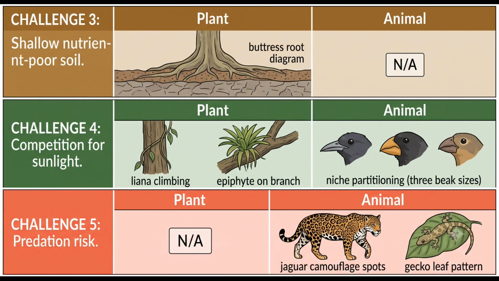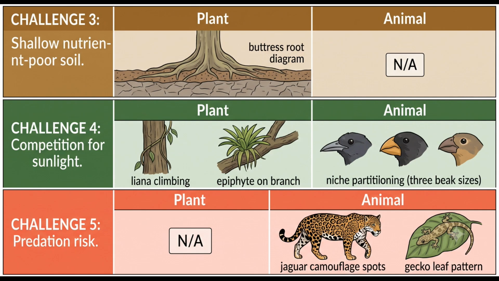Challenges 3, 4, and 5. Shallow, nutrient-poor soil: leaching removes nutrients. Tall trees cannot anchor deeply. Plant solution, buttress roots, which spread wide for stability and for nutrient absorption across the thin topsoil. No direct animal solution, since animals are not anchored to soil.